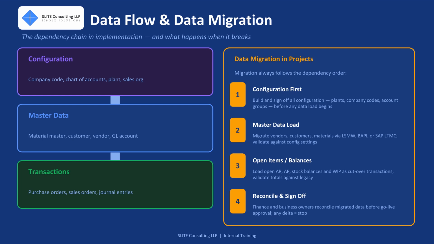Step 4. Reconcile and sign off. Finance and business owners reconcile the migrated data against legacy before go-live is approved. Any unexplained delta stops the cutover. The lesson for your first project: respect the order. Break it and the cutover will not complete.